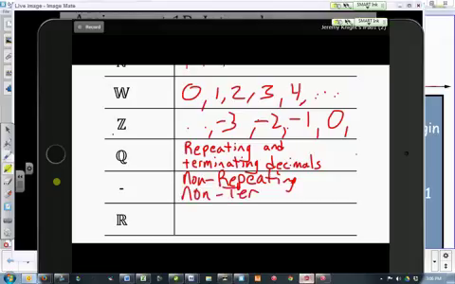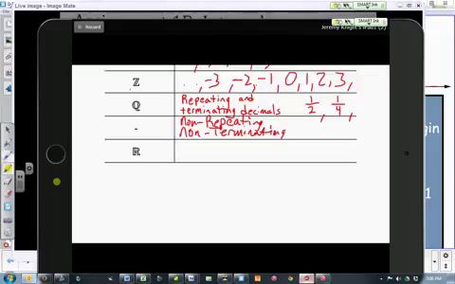By the way, if I go too fast, you're like, I don't want to write that down. Feel free to copy the notes. I'll put the notes up when they're done, so I'll post them on that page.